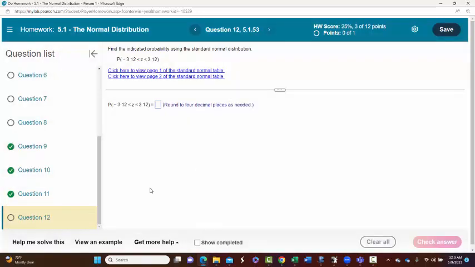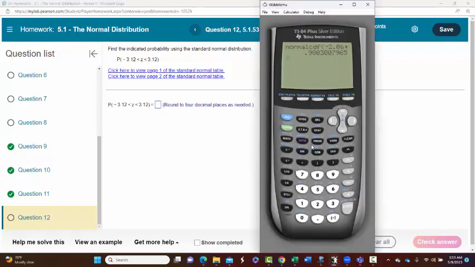So between two numbers, negative 3.12, positive 3.12. Yeah, this probability is going to be either like 9999 or maybe just 1.000, because between negative 3 and 3 on the normal curve is the 99.7 that we saw in the empirical rule, so it's going to be bigger than that. So let's just see what happens. Might not be 9999, but it'll be pretty strong.